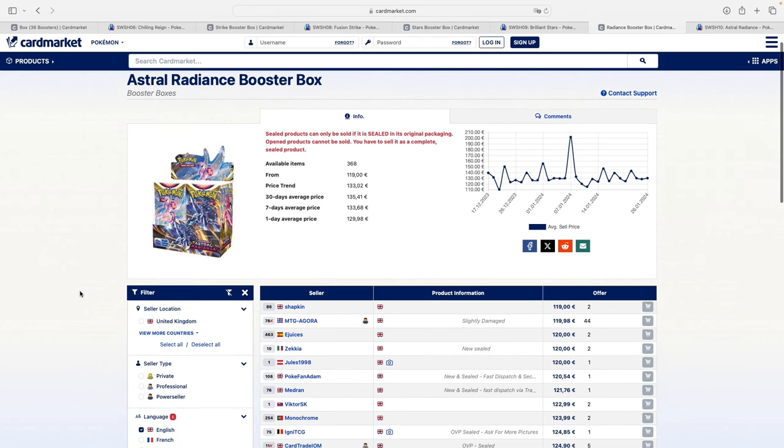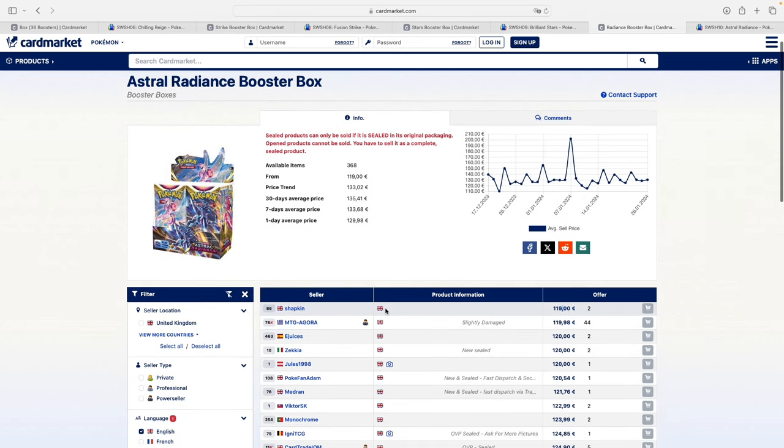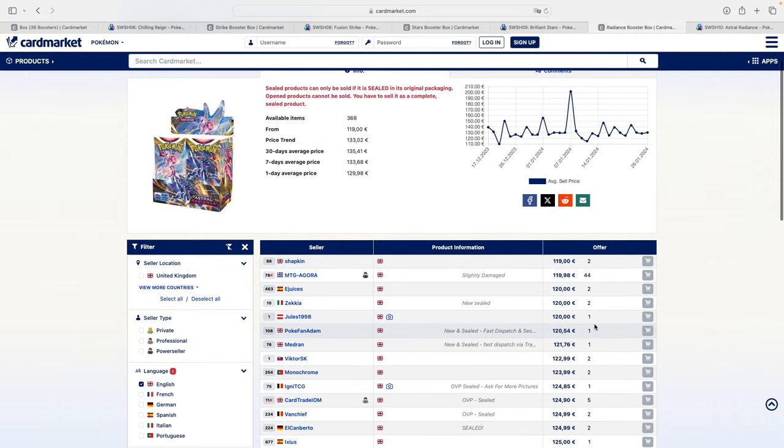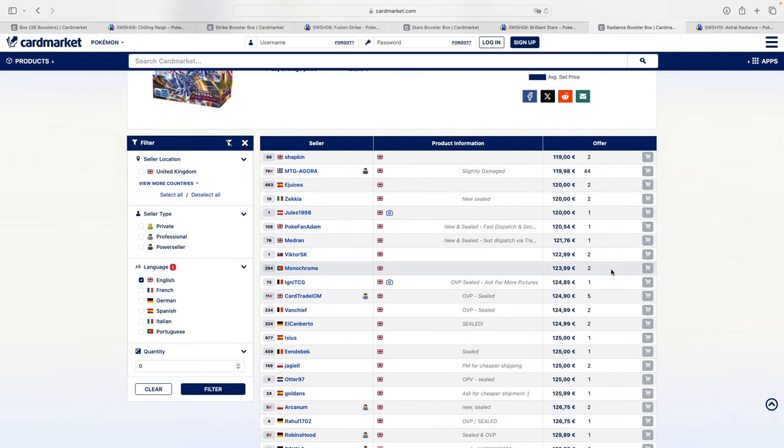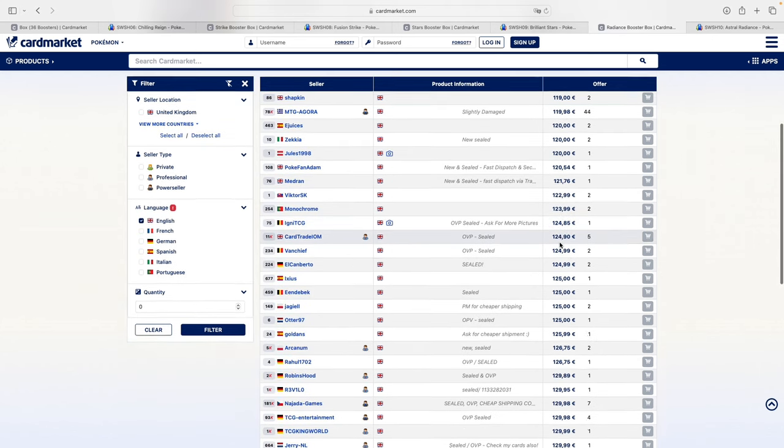So here, lowest listed, 119 euros in the UK. Now, this Greek seller, which has 44 boxes available, does not ship to me while I'm in Italy. So not sure if it does ship to other European countries. It might, it just does not ship to Italy. Nevertheless, we do see boxes around 120 euros. There's a lot in a price range of 125 to 130 euros.